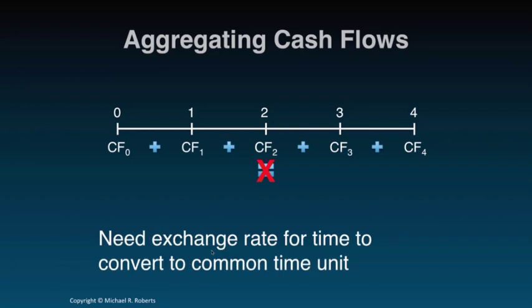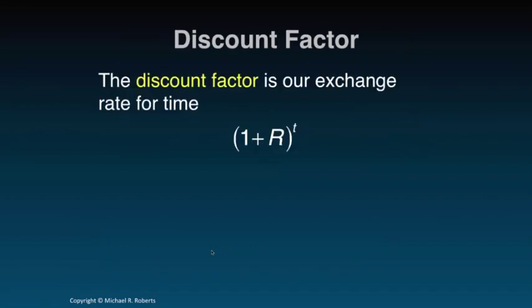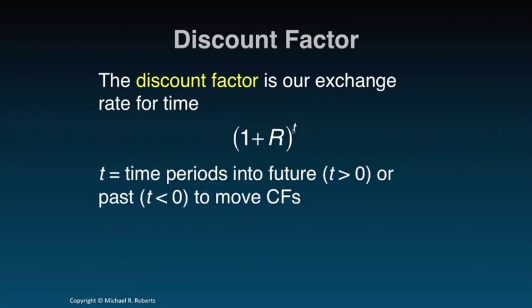We need an exchange rate for time to convert to a common time unit, and that exchange rate is called a discount factor. Our discount factor is given by (1 + r)^t. T is just the number of time periods into the future, if t is greater than 0, or past, if t is less than 0, that we want to move the cash flows.